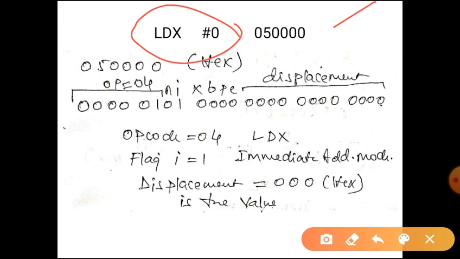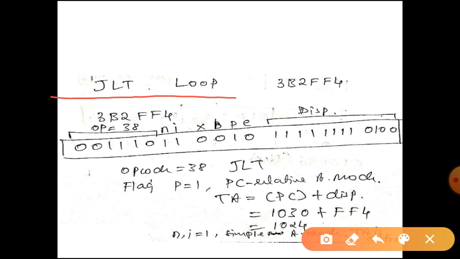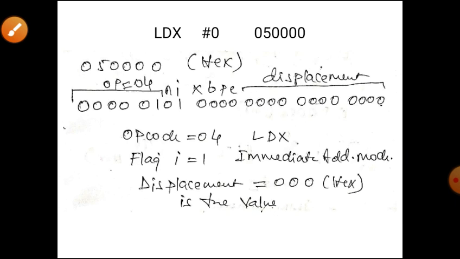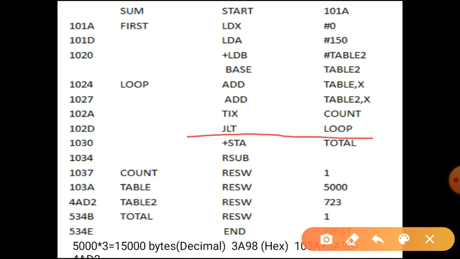This is how it will be interpreted by the processor. We know the meaning, but the processor finds out the meaning of this instruction using the object code. Okay, one more instruction, JLT. JLT means jump to loop when the less than condition is true. Jump less than loop. Where is loop? This. Execution has to continue at this statement if the less than condition is true.